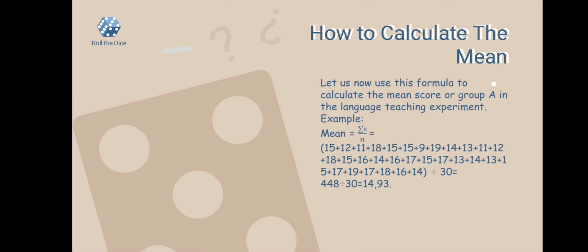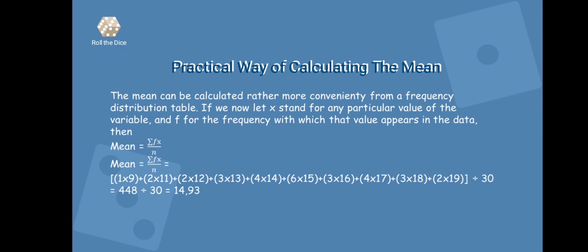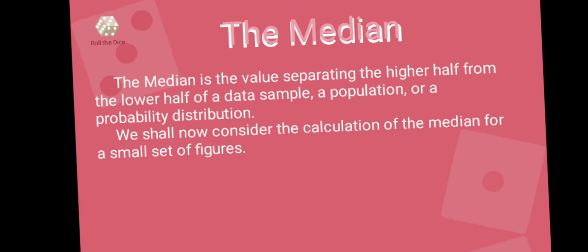Now look at the screen. So this is a way to calculate the mean. For example, if we want to calculate the mean grade for an English lesson in class A, then we have to add up all the values and divide by the number of students in class A. Then the result is the average number. And this is the practical way of calculating the mean. You can see the screen.